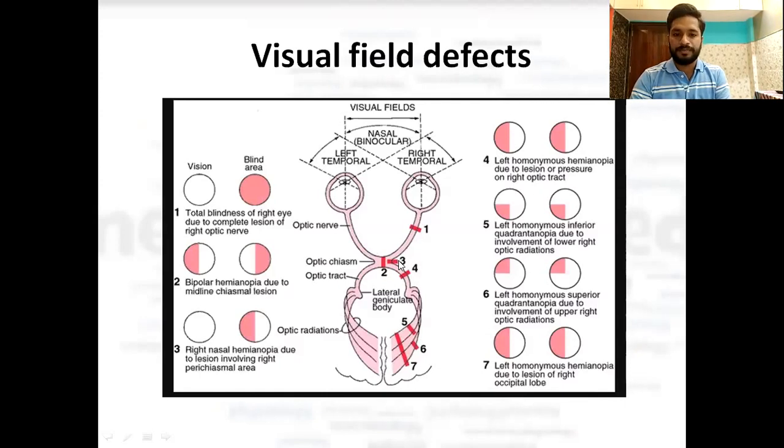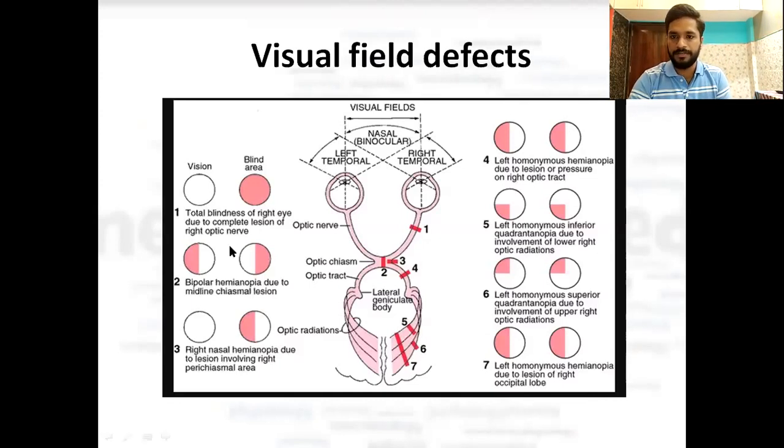Now going further, this third point, right? What is happening here? The right perichiasmal area is being blocked, is being defected. So if the right side of the perichiasmal area is defective, right nasal hemianopia will be seen, and this is seen due to the lesion involving the right perichiasmal area. Now here, the fourth one, if the optic tract has any lesion or there is pressure on the optic tract, what will happen? Left homonymous hemianopia, that is the left side of both eyes, the vision will be defective.